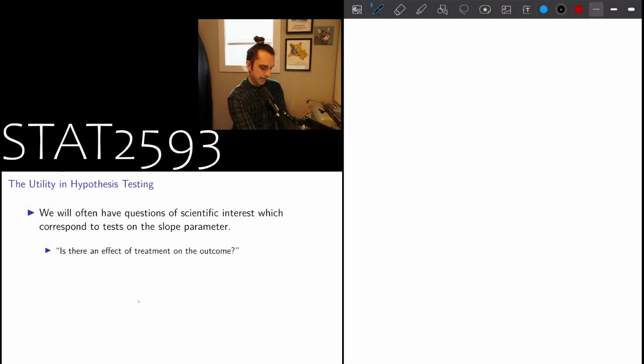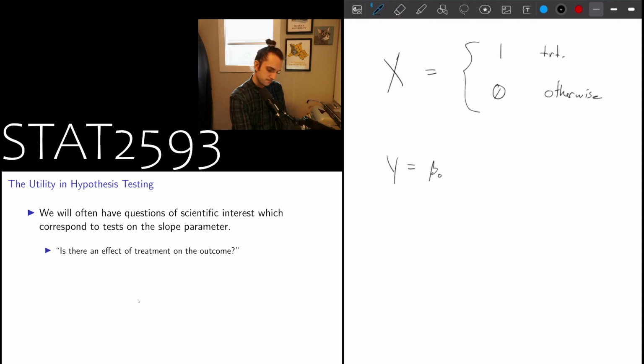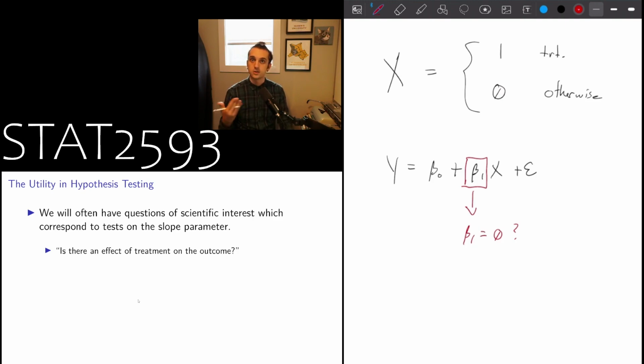Let's suppose that x is going to equal 1 if you get treatment, and it's going to be 0 otherwise. And then we say y is going to equal some baseline outcome plus beta 1 times x plus epsilon. Is there an effect of treatment? That is the same thing as asking, does beta 1 equal 0? And so if we could test the hypothesis H0: beta 1 equals 0, then we could answer this question of interest here.